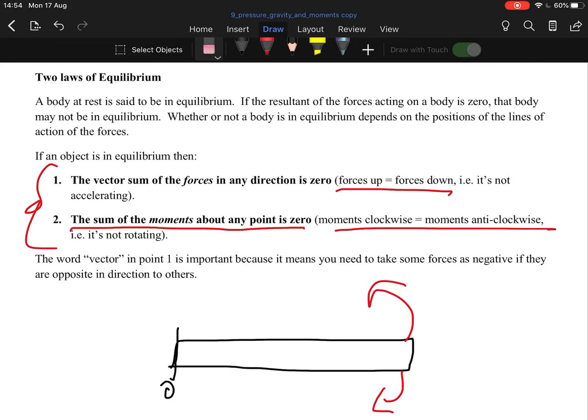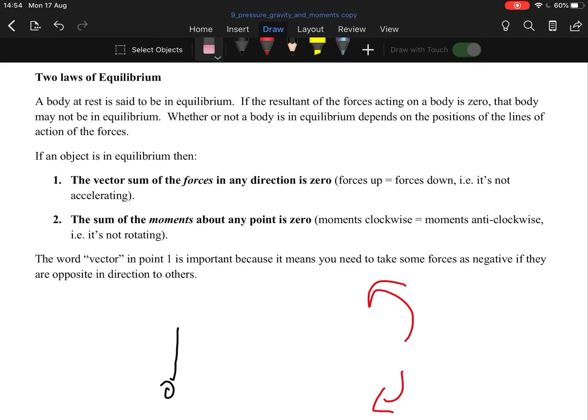Generally, they'll let you do it that way if you wish, but sometimes they can say moments above the 10 centimeter mark, in which case you have to do it there, and then you have to understand the ups and the downs, the clockwise, the anti-clockwise.